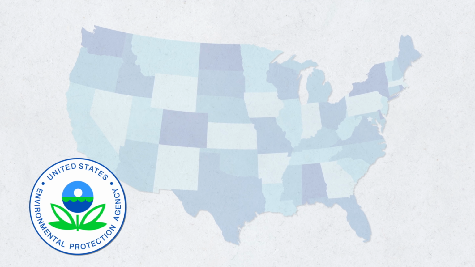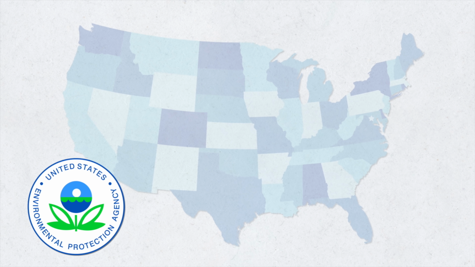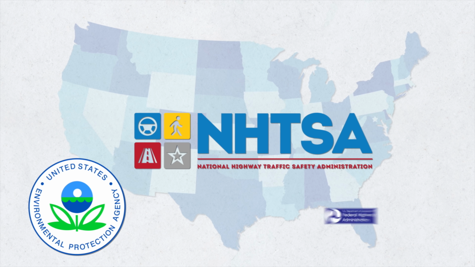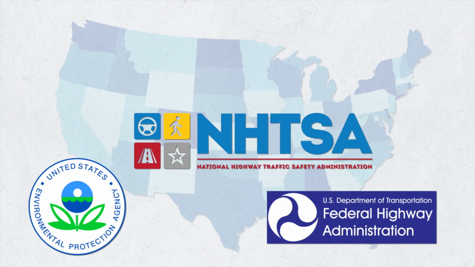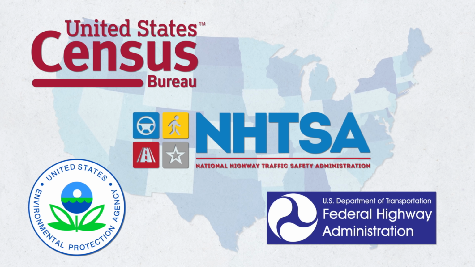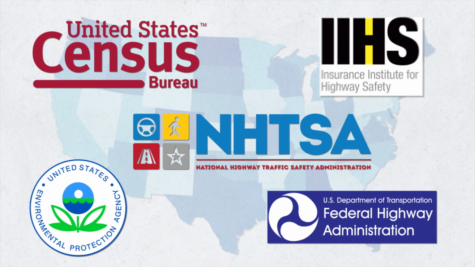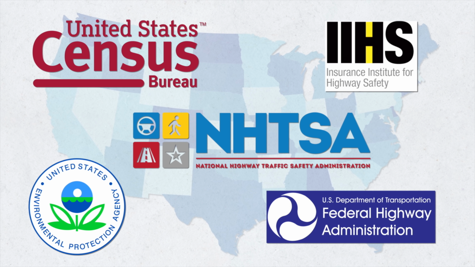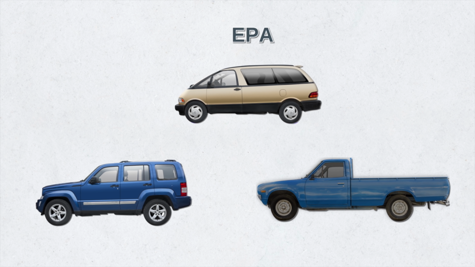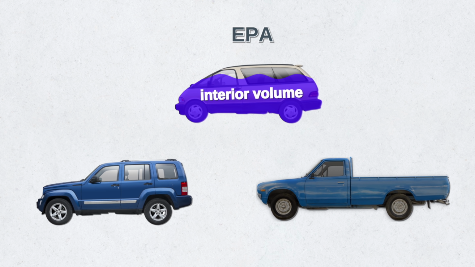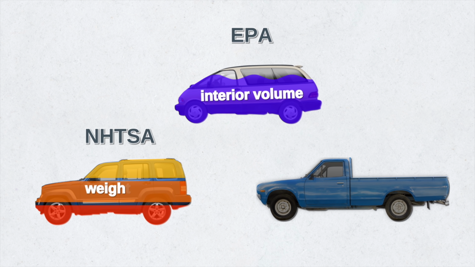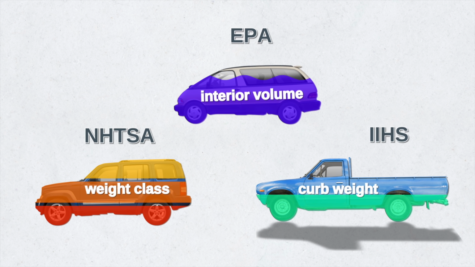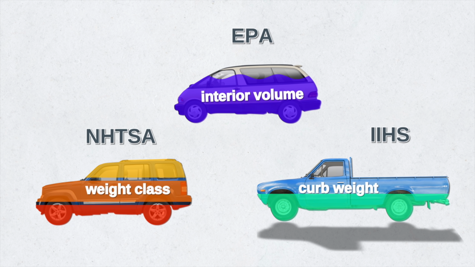So here in the US, we have the United States Environmental Protection Agency, or EPA, the National Highway Traffic Safety Administration, or NHTSA, the Federal Highway Administration, FHWA, and the U.S. Census Bureau, USCB. There's also a nonprofit organization, the Insurance Institute for Highway Safety, IIHS, which also has its own vehicle classification system. To give you an idea, for example, the EPA classifies cars by interior volume, whereas NHTSA groups cars by weight class, and IIHS groups cars by curb weight and shadow. So there is no one absolute universal rule or standard.